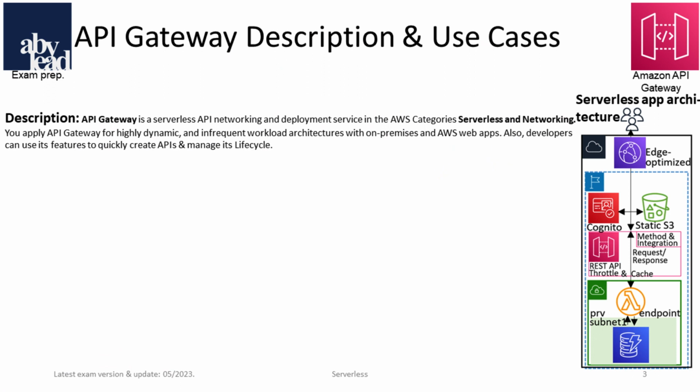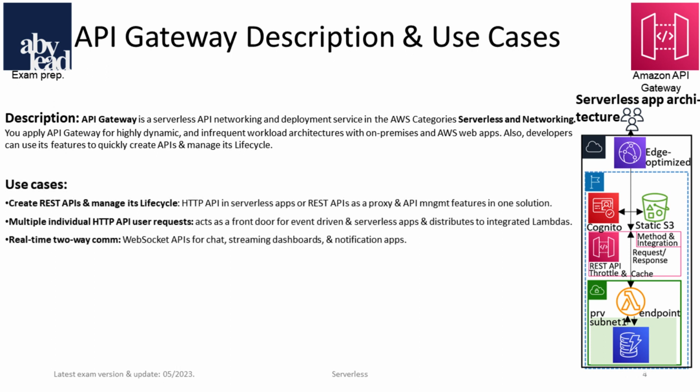Amazon API Gateway is a serverless service without fixed costs that acts as a front door for event-driven and serverless apps. It also offers simple API operation and management at any scale. You apply API Gateway for highly dynamic and infrequent workload architectures with on-premises and AWS web apps on integrated Lambda and other AWS services. Especially the highly scalable deployment and distribution of multiple integrated Lambda functions or user-based API requests makes it a fixed component of any serverless app architecture.